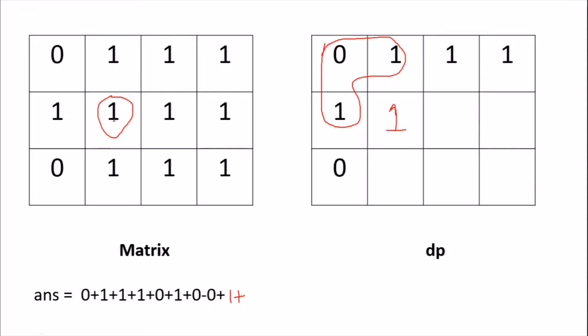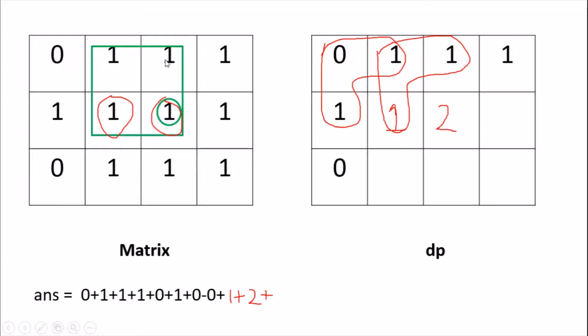Now we move on to the second element, this here, and we check the minimum of these three. The minimum is 1 and we add 1 to it. So the best we can do here is 2. Okay, so 2 will be added to the answer. This 2 indicates that at this point there are 2 square submatrices having all ones. One is of size 2 and one is of size 1, the element itself.